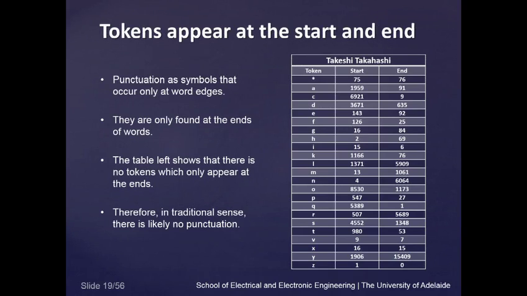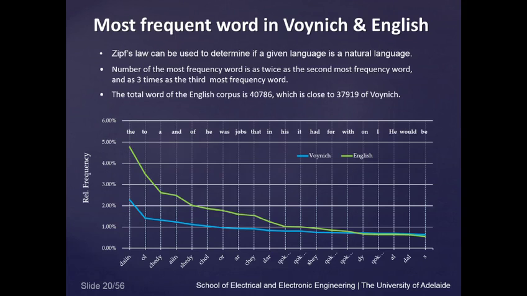In English, we know that punctuation also occurs only at the word edge or at the end of the word. So we count the tokens which only appear at the start and the end within the Voynich. You can see from the table there are no letters which only appear at the end. So in terms of traditional signs, there is likely no punctuation in the Voynich, and Andrew will give more support and evidence to show there's likely no punctuation.